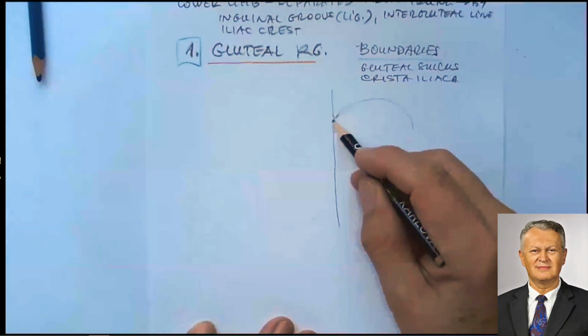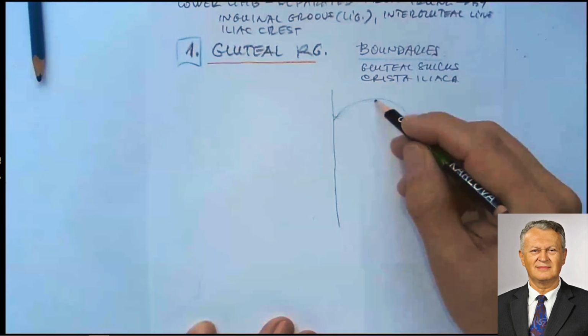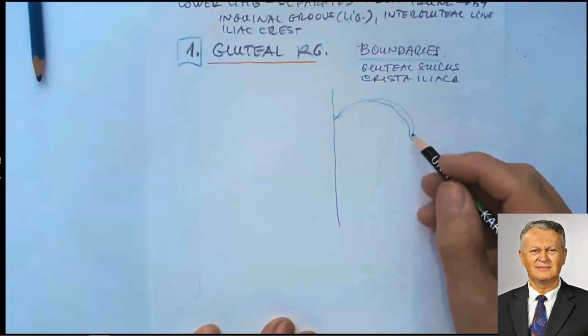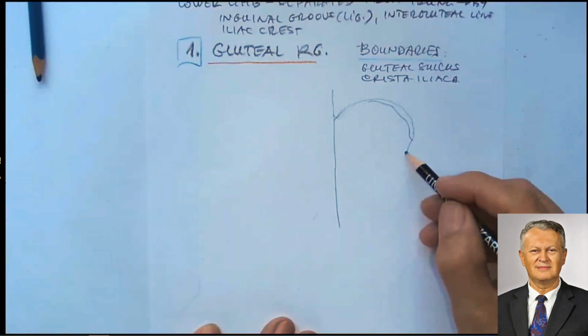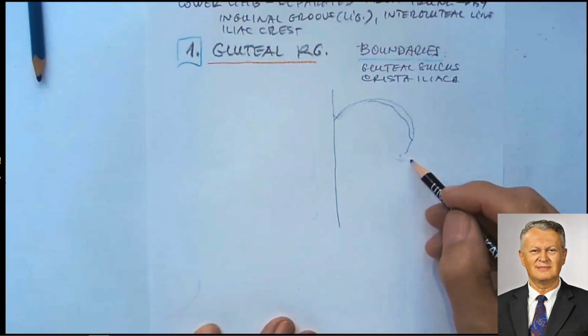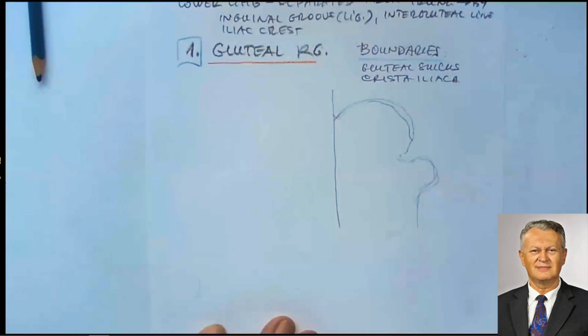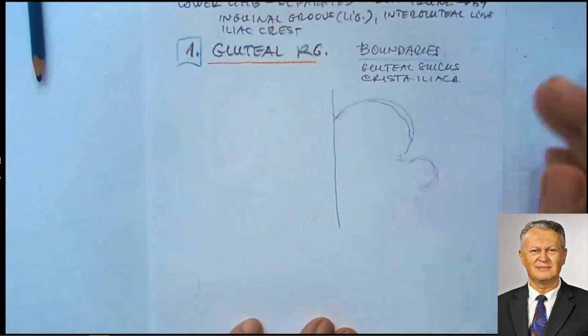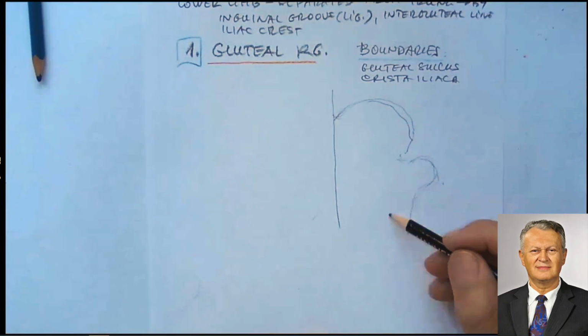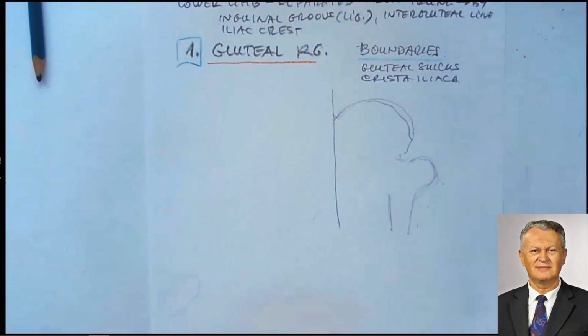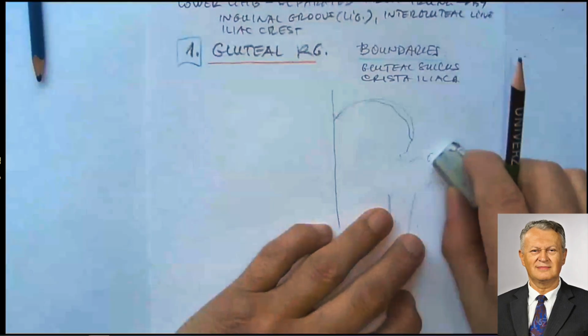Iliac crest, lip. Then the position of the head and the greater trochanter of the femur. First of all, sketching like that.